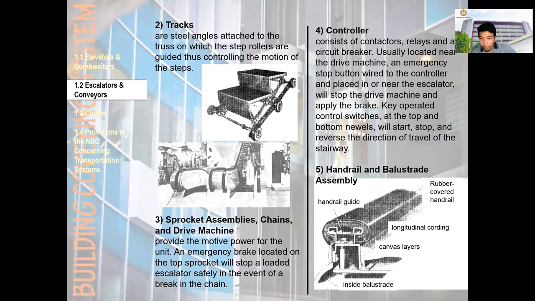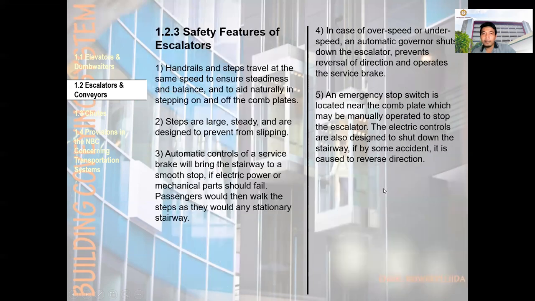So you have here the handrail. For the handrail, that is rubber covered, and then longitudinal cording, canvas layer, the inside is the balustrade. So next we have the safety features of escalators.